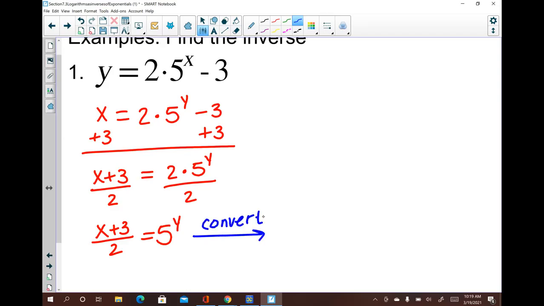So because I'm an exponential, I'm converting to logarithms. So I write log. The base is going to be the same as the base of the exponent, so 5. The output of the exponent becomes the argument of the log. So this is the output of the exponent, (x plus 3) over 2, that whole entire complicated thing becomes the argument of the log, equals the input of the exponent, y. In this case, I'm done solving.